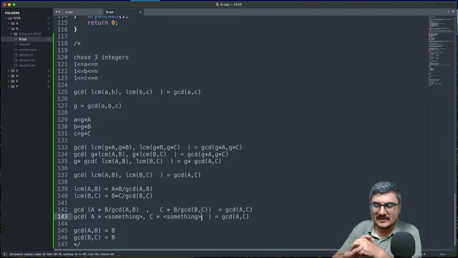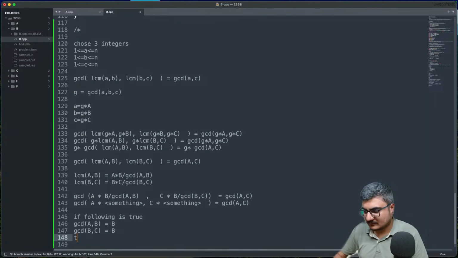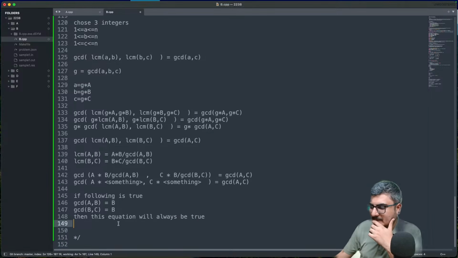At that point of time, the idea I came up with was, let's say A is a multiple of B and C is a multiple of B. This will always hold. This is one way to look at it. And another way to look at it is probably, let me see if we can get something.